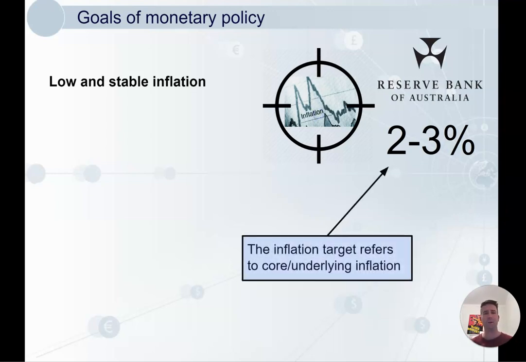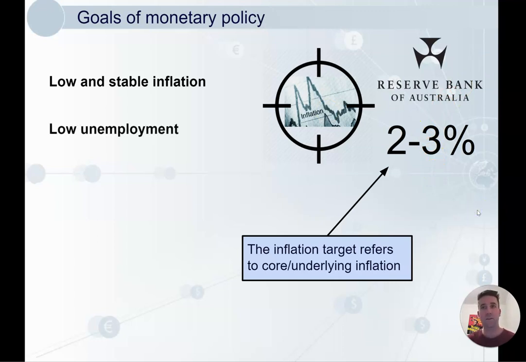Now, what they actually look at here is core or underlying inflation, right? They do care about headline inflation, but they don't target it. That's the one that gets reported in the news, really. What they really look at is that core or underlying inflation, which strips out the volatile prices of things. And if they want price stability, they aim for that core inflation to be between 2 and 3%.